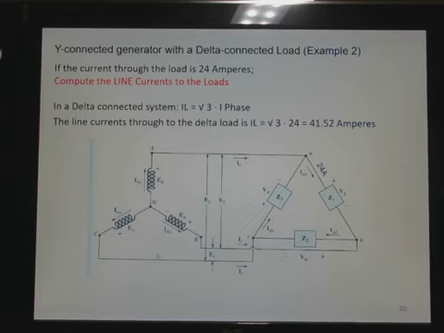Next, we compute the line current in the delta load. We understand that 24 amps is going to each load, so the line current should be greater. We compute that: the line current in the delta load is square root of 3 times 24, which is our phase current. And we get 41.52 amperes.